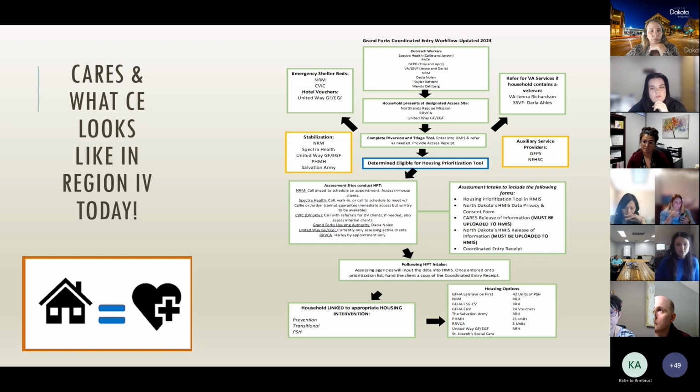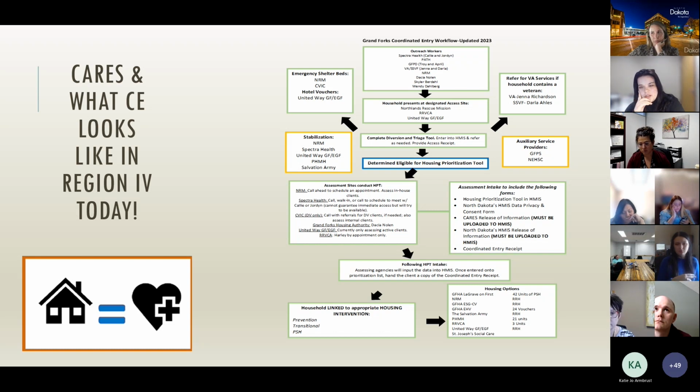And I will say that I know Kayla and I created the first workflow that we had for Grand Forks, and this is a far cry from the first one that we made. So it has definitely taken a lot of time and a lot of intentional work. But I think we're doing a whole lot better than where we were sitting about 3 to 4 years ago when I first started doing this work. But yeah, that's kind of where we're at.